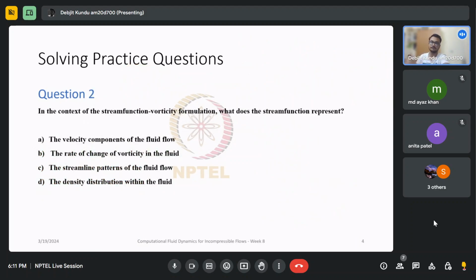We'll move on to question number 2, which is asking us, in the context of the stream function vorticity formulation, what does the stream function represent? Does it represent the velocity components of the fluid flow? Does it represent the rate of change of vorticity in the flow? Does it represent the streamline patterns of the fluid flow? Or does it represent the density distribution within the fluid?